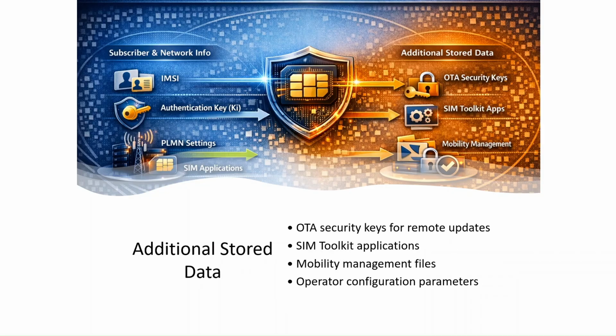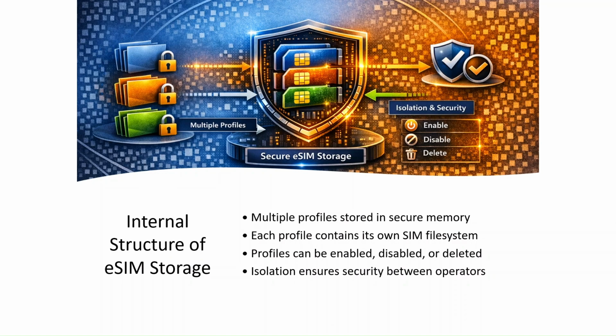Internal structure of eSIM profiles. Inside the EUICC, profiles are organized in a secure storage structure. For example, the chip may contain Profile 1 from operator A, Profile 2 from operator B, and perhaps additional profiles that are currently disabled. Each profile has its own file system, authentication keys, and SIM applications. Profiles can be enabled, disabled, or deleted without affecting the others.